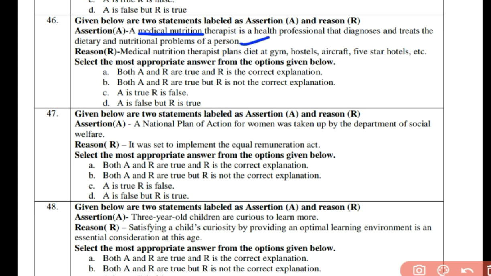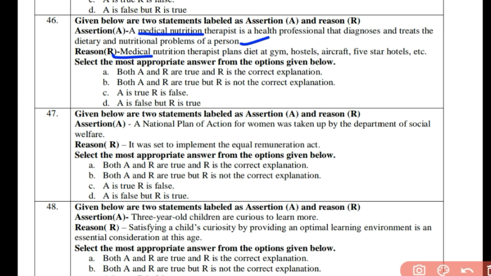Yes, the statement is correct. This is the work of a medical nutritional therapist. Now, the reason is that a medical nutritional therapist plans diet at gyms, hotels, hostels, aircraft. No, a medical nutritionist works in gyms, hostels, aircraft; the hospital is just not mentioned. So I think this cannot be the right answer.